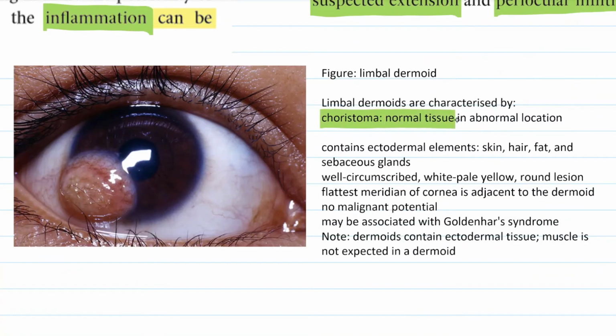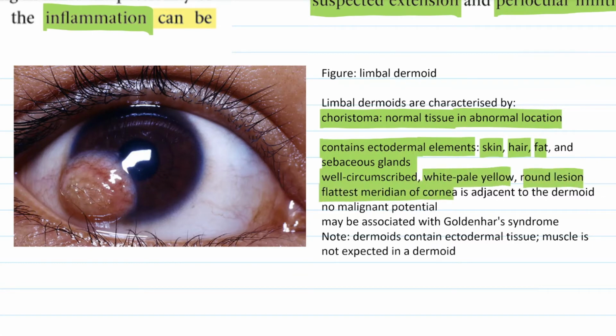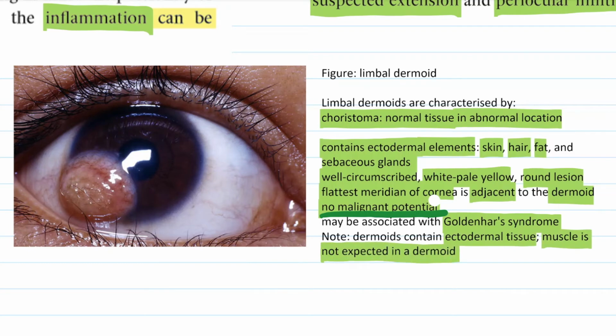So a choristoma is normal tissue in an abnormal location. It contains ectodermal elements such as skin, hair, fat, and sebaceous glands, like you've already seen. It's a well circumscribed, white, pale yellow, round lesion, adjacent to the dermoid. There is no malignant potential, so this could be a key point. It is associated with Goldenhar syndrome, and dermoids contain ectodermal tissue. Muscle is not expected in a dermoid.